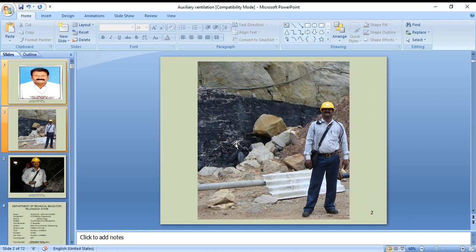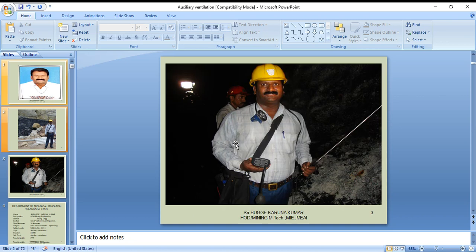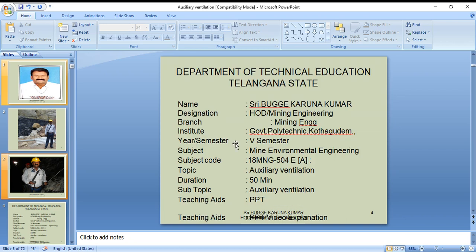Well, this is a view of an open cast mine, the mine model. This is an underground gas identification procedure, particularly for quantity and quality survey purposes. Well, today's topic in the mine environmental engineering subject is auxiliary ventilation. Auxiliary ventilation has a 50 minute duration.